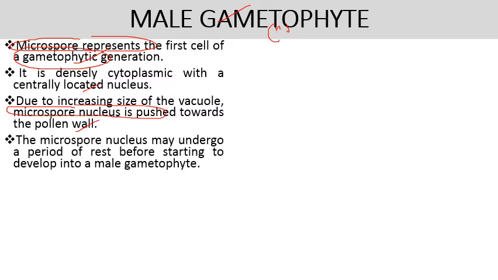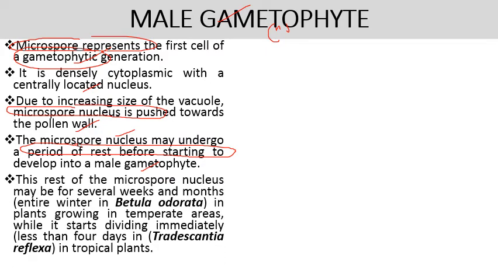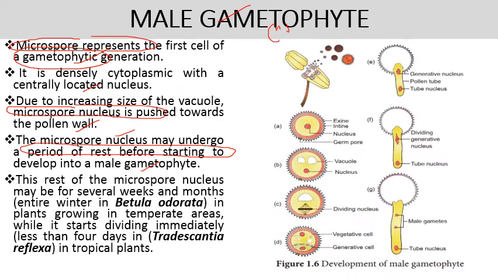The microspore nucleus may undergo a period of rest before starting to develop into a male gametophyte. It will not immediately divide; it can undergo a period of rest, and after that it will start developing into a male gametophyte. This rest may be for several weeks to a month, or it can be up to an entire winter, as in the case of Betula odorata.